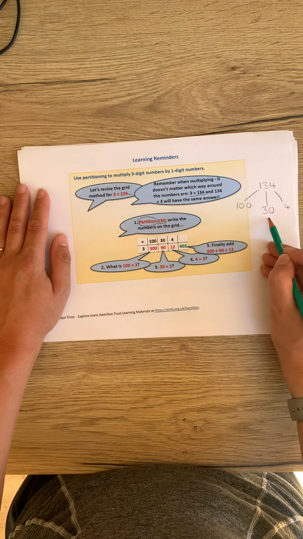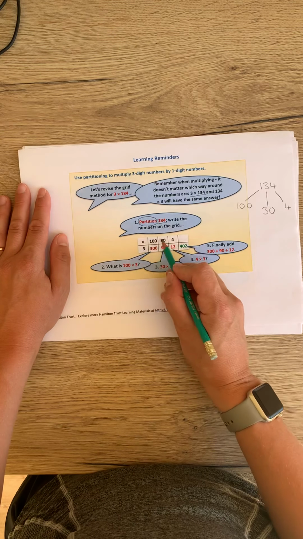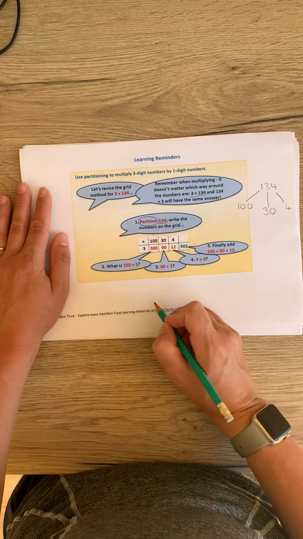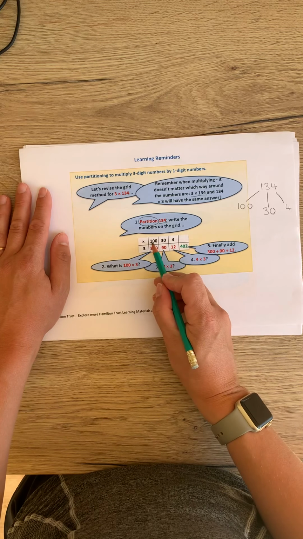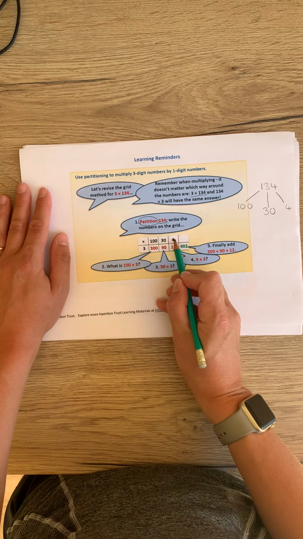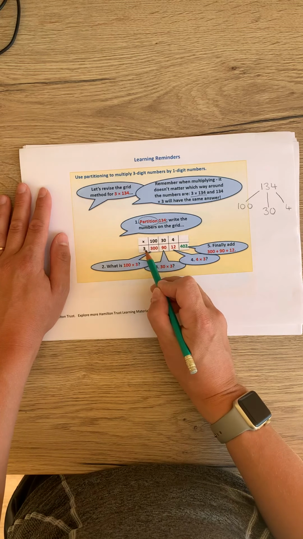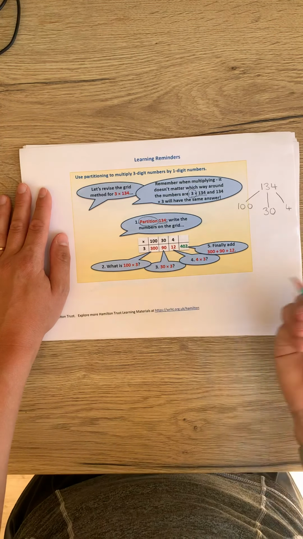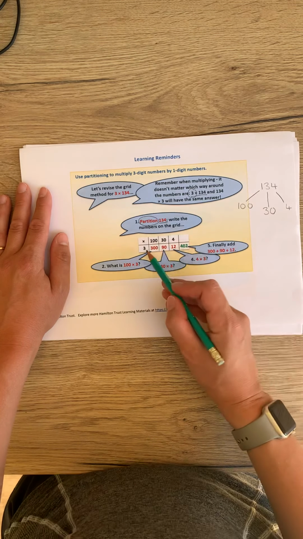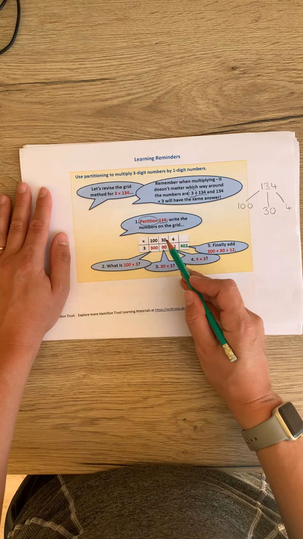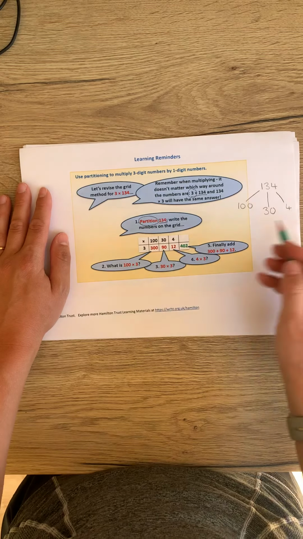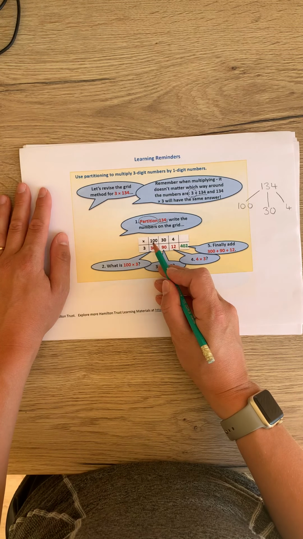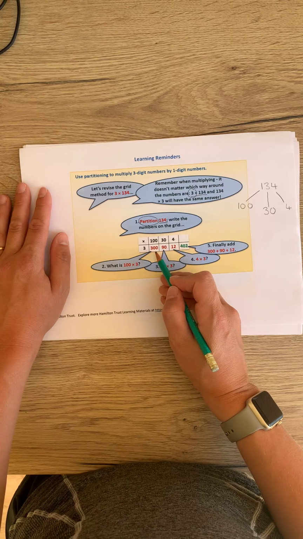Then we are putting these partition numbers into the grid. And the grid looks like this. I've got my multiplication symbol here, and I've got my partition number 134 here, multiplied by 3, which is the other number in the number sentence. Then what we do is we multiply each partitioned number individually. So first of all, we will do 3 multiplied by 100, which equals 300.